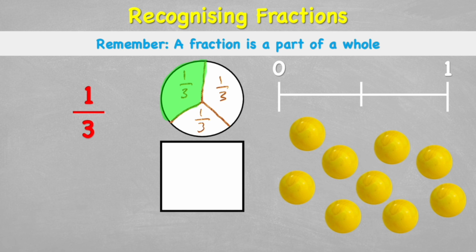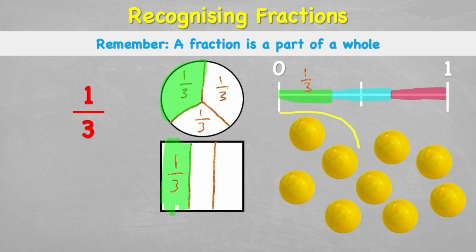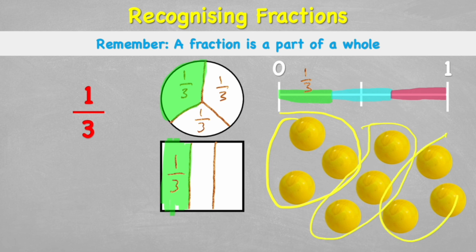If I'm doing that with my square, I can make 3 equal columns and have 1/3 colored in green. And on my number line, 1/3 means that I've split my 1 into 3. So I would have 1 section, 2 sections, and 3 equal sections, meaning that the green section is worth 1/3. And 1/3 of my balls means that I'm putting them into 3 equal piles, and 3 equal piles here means that I have 3 in each.